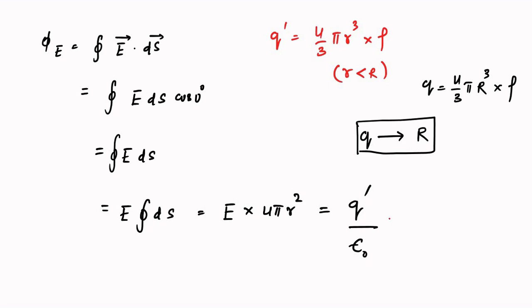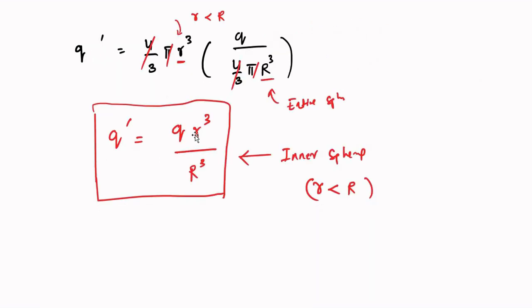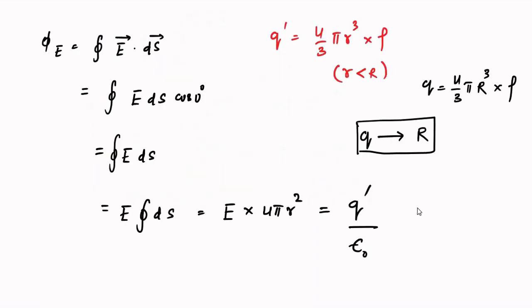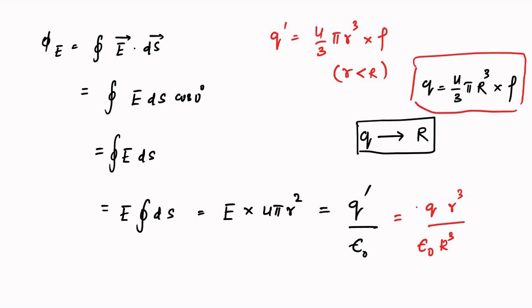So Q' is equal to, we have already calculated, Q' is how much? Q r³ by R³. So this becomes Q r³ by R³ ε₀. Now again, Q is how much? 4/3 π R³ ρ. So if we substitute that here, let me use a different clean slide.